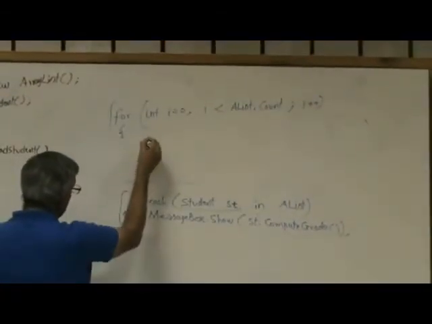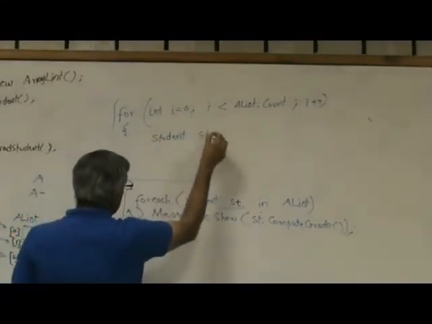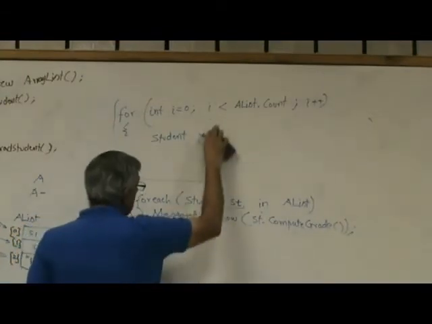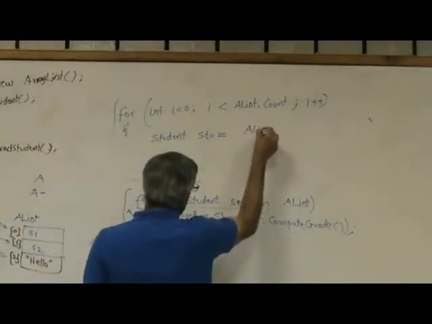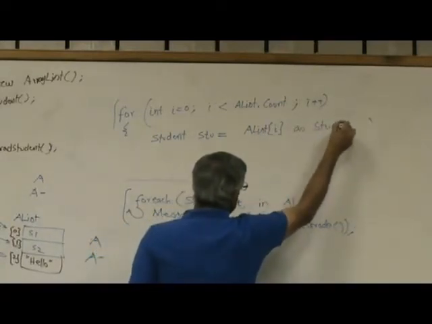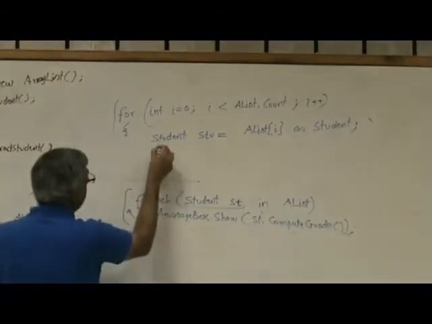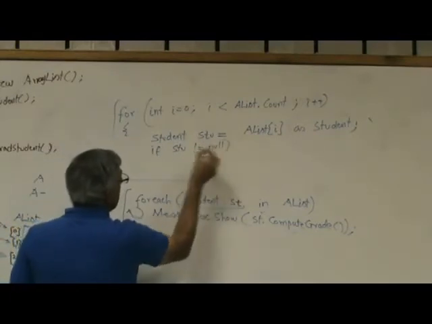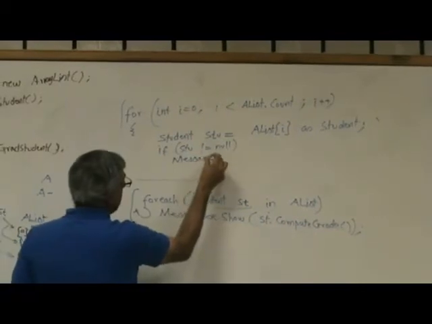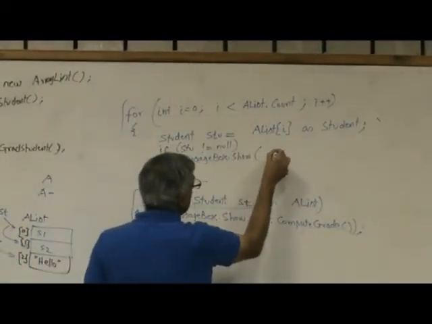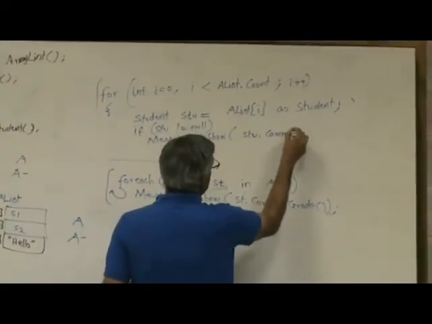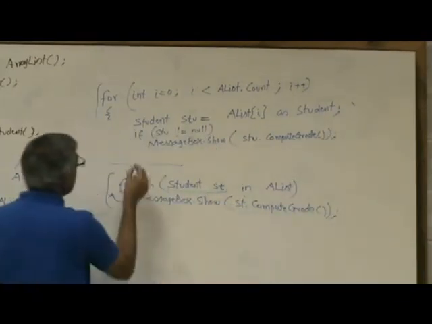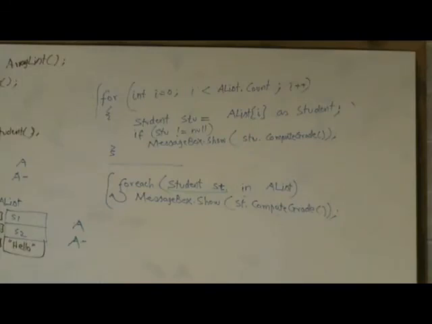Here you will say, for example, you can do student ST, well, let me call it student STU so that you don't get confused, equal to a list of I as student. Okay, if STU not equal to null, then MessageBox.Show STU.ComputeGrade. So we will change the code to look like this. Okay, now let's take a look over here.